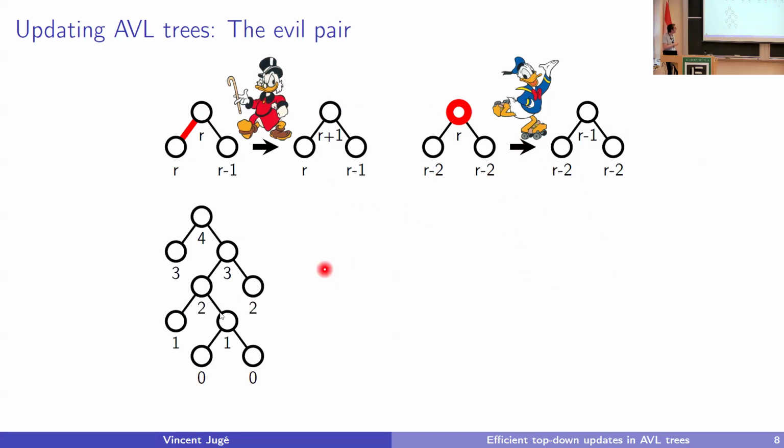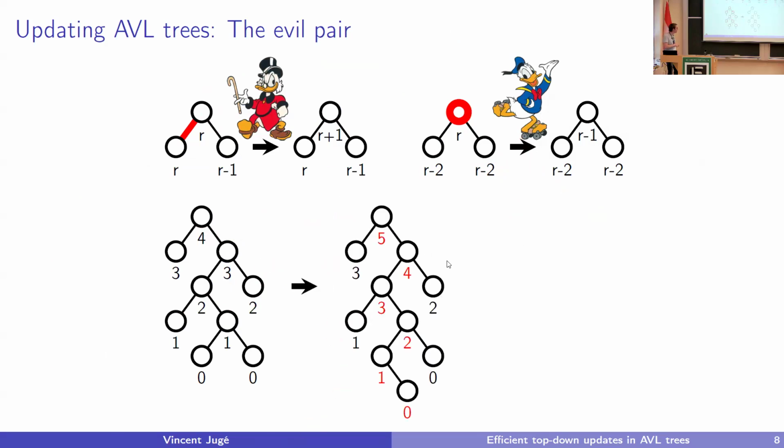But imagine I am looking at some branch of a large tree, and I want to insert a node just there. So then basically what I will do, I will just apply the Scrooge McDuck operation and increase every node's rank by 1.